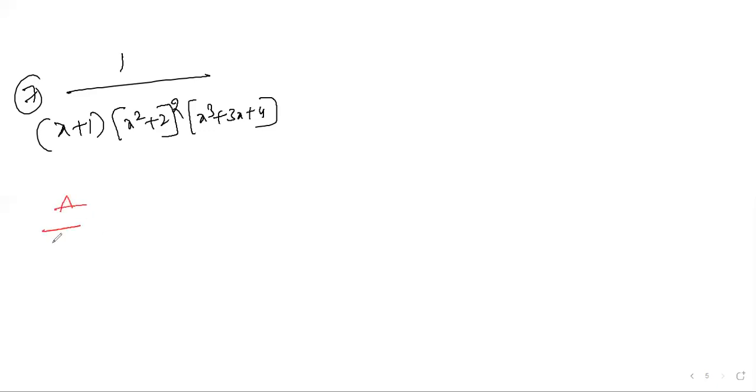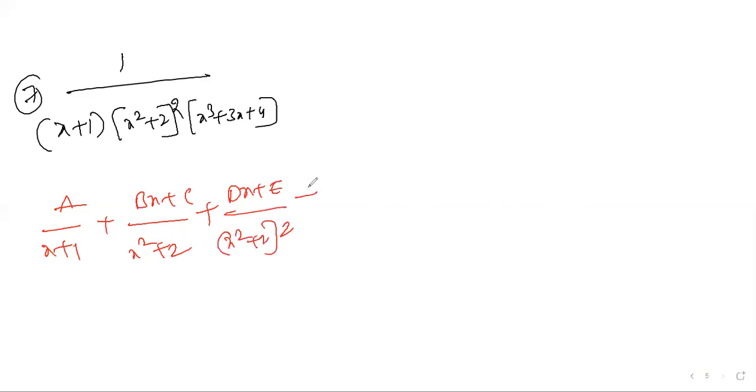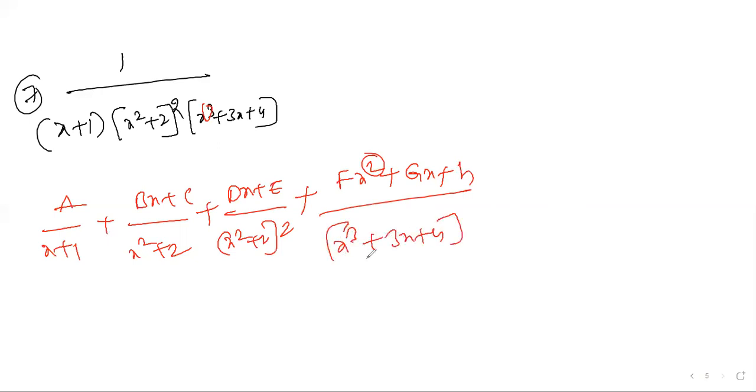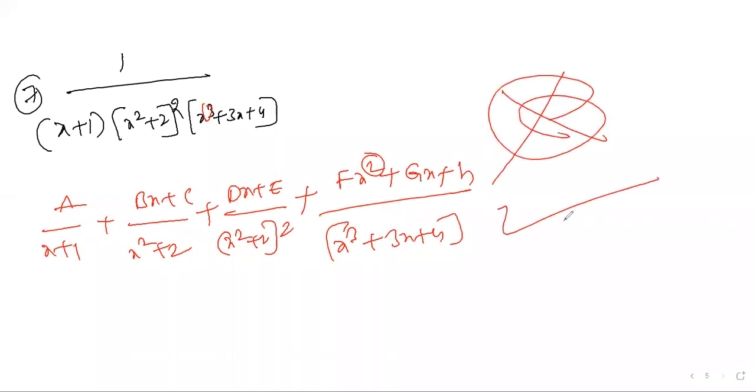First a by x plus 1, then bx plus c by x square plus 2, and dx plus e by x square plus 2 whole square, plus e of x square, f gx fx square because third order, right? Fx square plus cube, gx h by x cube plus 3x plus 4. This much big question is not even in common, even in the JEE exam. What I'm telling is how to proceed using a procedure. The flow you need to understand first. Is this clear?